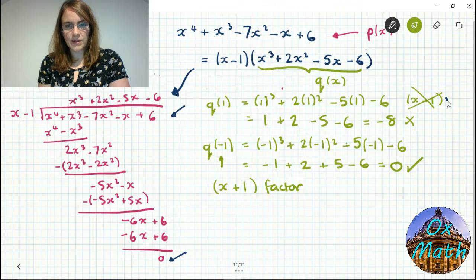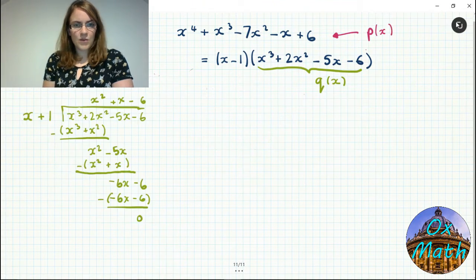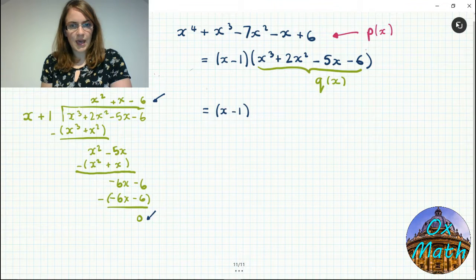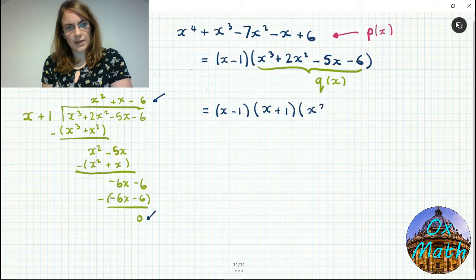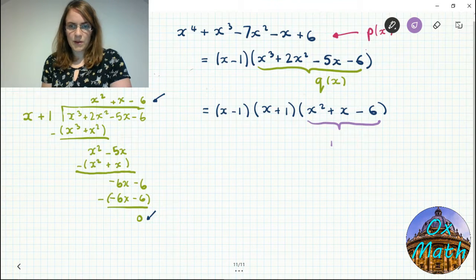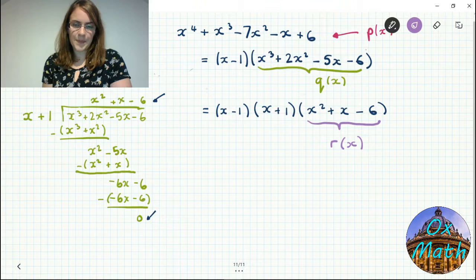So I can now divide q of x by x plus 1 and see what's left. So I've done the division for you, and again you can pause it and have a look, but that tells me that it goes in with no remainder as expected, so it is a factor. And now the q of x can actually be factorised, and that was x plus 1 lots of x squared plus x minus 6. So now we're left with a quadratic to factorise, so let's call that r of x.